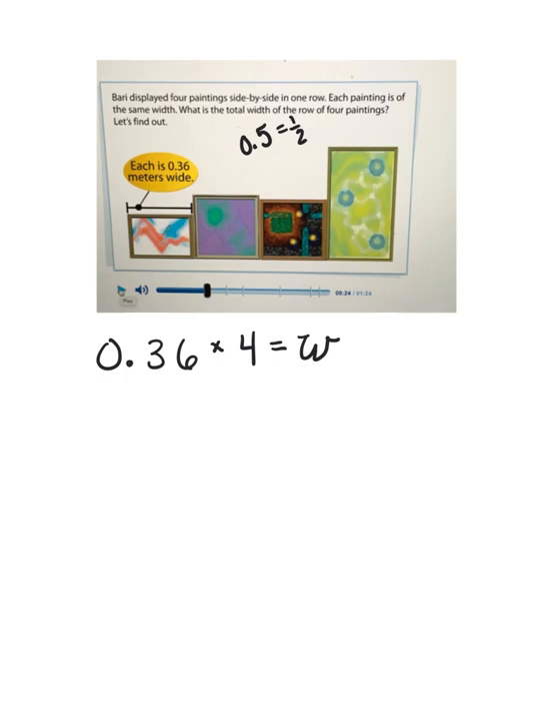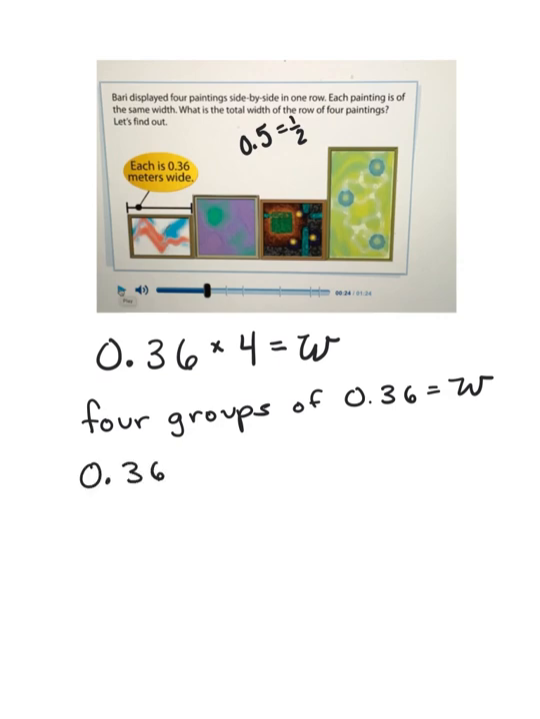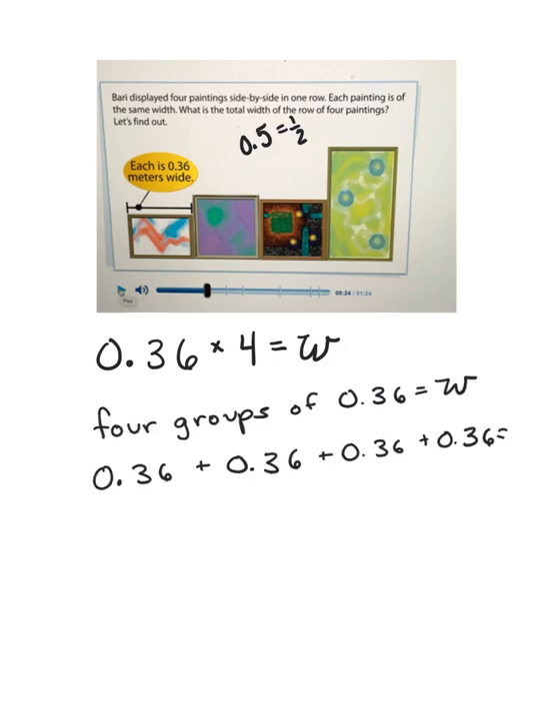And let's just pause and remember that the meaning of multiplication is, of course, repeated addition. So we know that we have 4 groups of 36/100. We could also say that we've got 36/100 plus 36/100 plus 36/100 plus 36/100. 1, 2, 3, 4. All of those would be accurate ways of representing the problem.